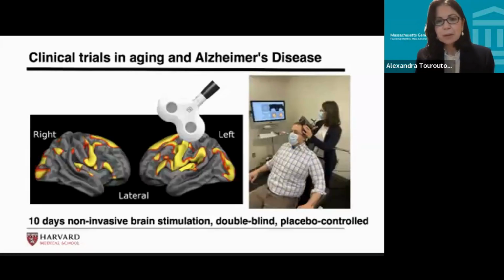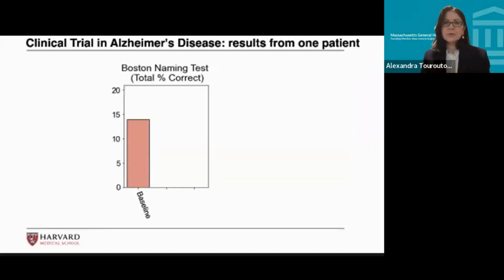And this is part of the MADRC, the Massachusetts Alzheimer's Disease Research Center. So in these trials, we induce neuroplasticity to improve the function of brain regions that are important for memory. And by strengthening the function of these brain regions, we mitigate the memory symptoms of Alzheimer's disease. And let me share with you the results from our first patient.